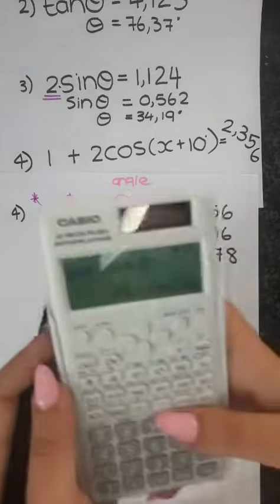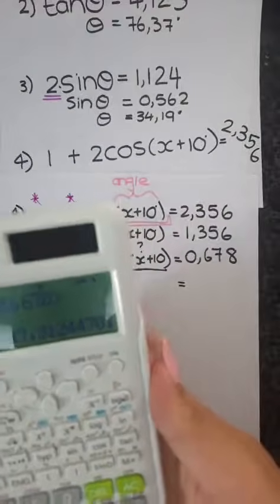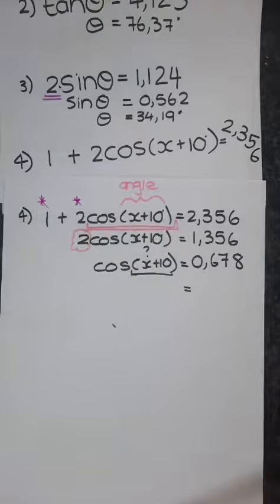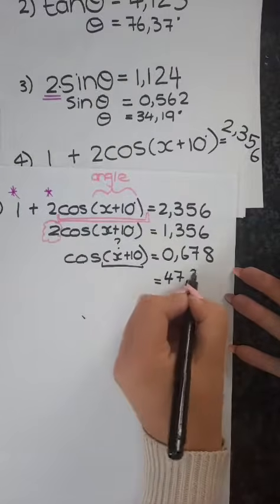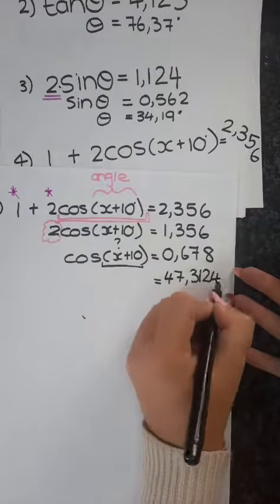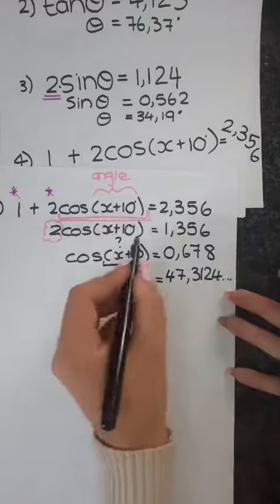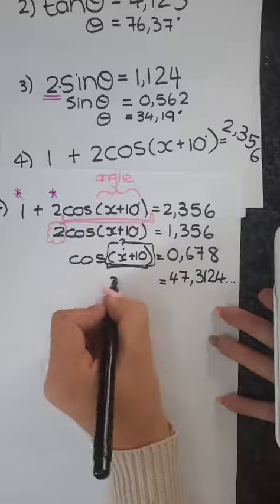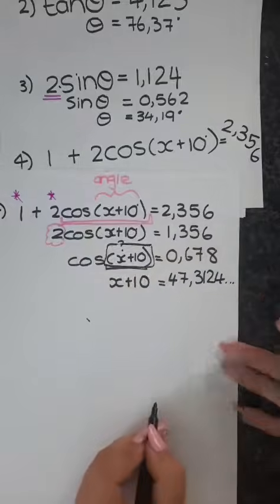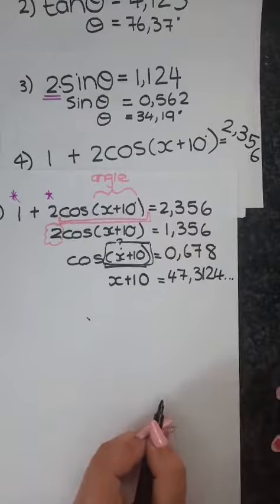0,678, and I get 47,312 blah, blah, blah. And the angle, remember the angle was this entire thing. The angle is x plus 10. The angle was x plus 10.